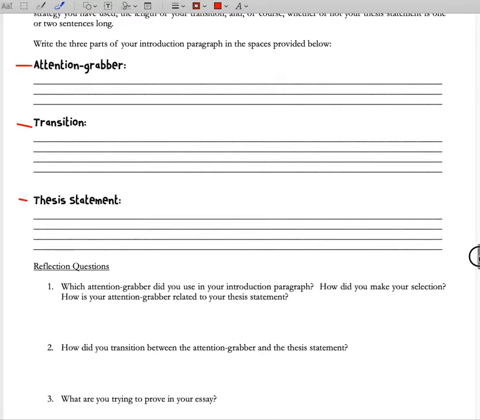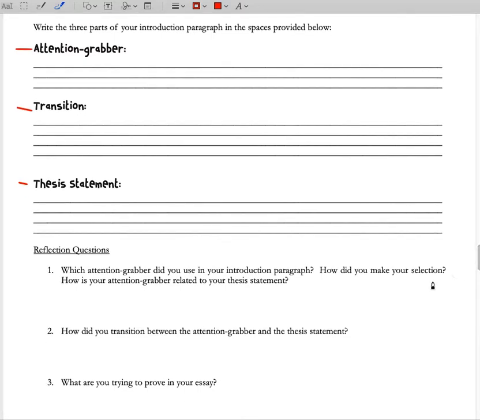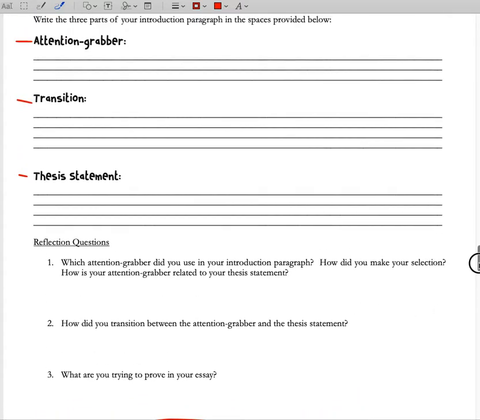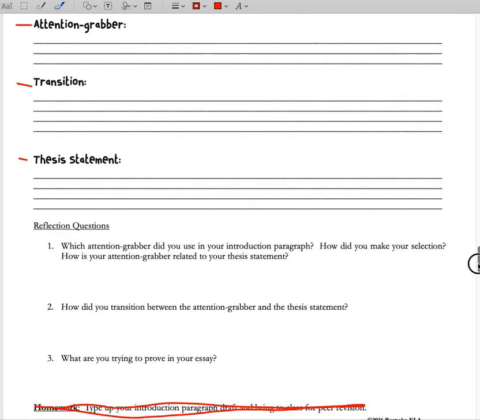If you are confident that you are on the right track, I don't need to see this. If you think you might need some support or you want me to review it, please send it to me. After you have done your draft here, or you've reworked your draft here, reflections, questions come next.